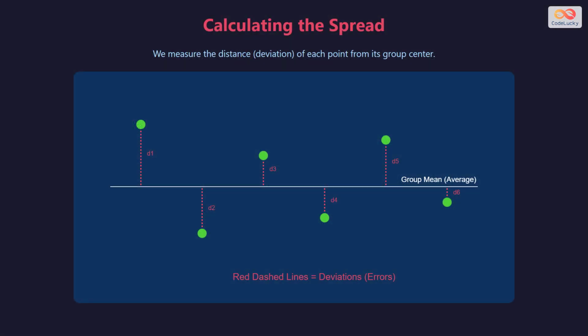To calculate this spread, we look at deviations. A deviation is simply the distance between a specific data point and the average of its group. In this visual, the white line represents the group mean. The red dashed lines show how far each individual point has strayed from that center.